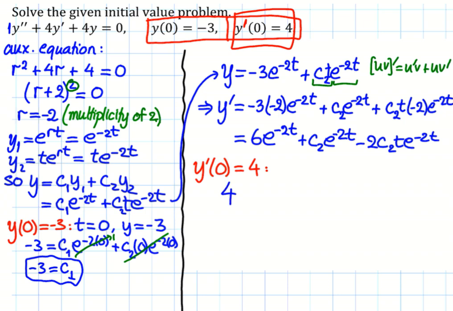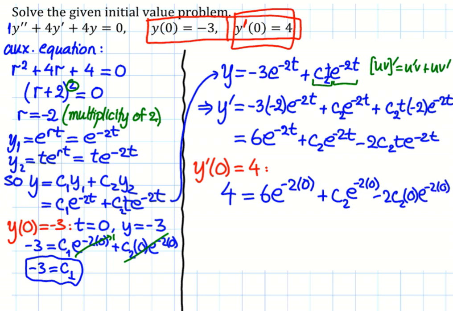The derivative is equal to 4 and t is equal to 0. And this goes to 0 because we have 0 here. e to the 0 power is 1, and this is also equal to 1. Right. So we have 4 equal to 6 plus c2. Because of that, c2 has to be negative 2.